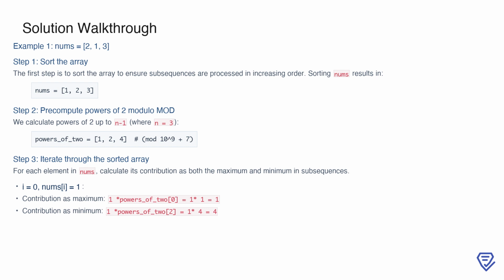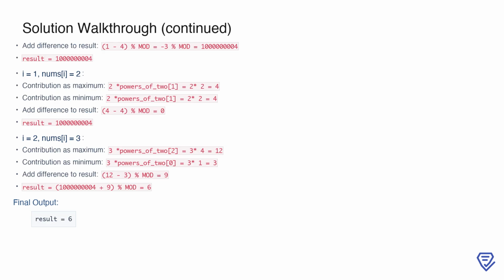Now, we begin iterating through the sorted array. For the first element, nums[0] equals 1, its contribution as the maximum is 1 * powers of 2[0], which equals 1. Its contribution as the minimum is 1 * powers of 2[2], which equals 4. These contributions will be used to update the result, as we'll see next. For nums[0] equals 1, we subtract its contribution as the minimum from its contribution as the maximum. 1 - 4, mod 10^9 plus 7 equals -3 mod 10^9 plus 7, which wraps around to 1,000,000,004. This becomes our initial result.